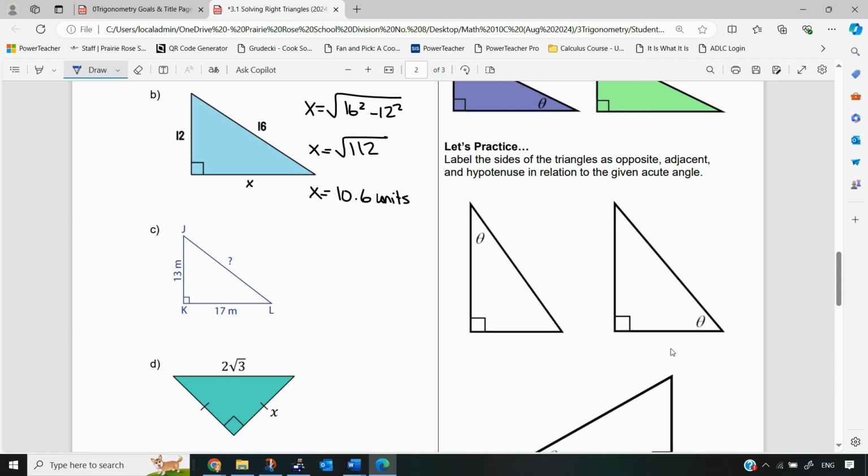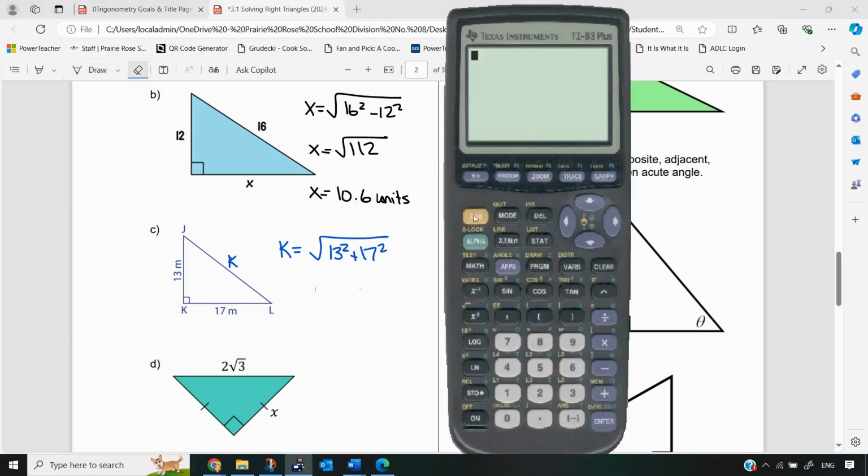So for C, I'm looking for my hypotenuse. And if you remember labeling sides, opposite angle K would be side k. So I'm going to use k equals the square root of 13 squared plus 17 squared. Now putting that into our calculator, we could have 2nd square root, 13 squared plus 17 squared, and that gives us 21.4.